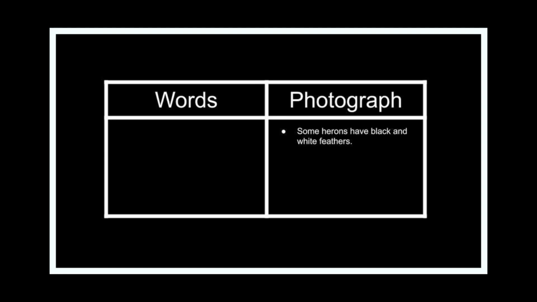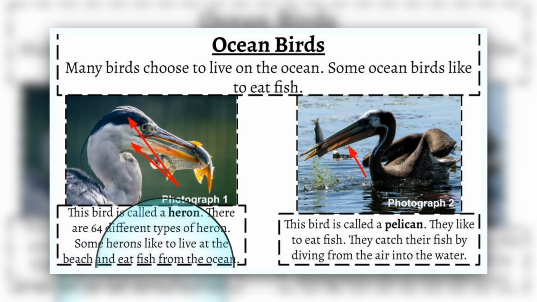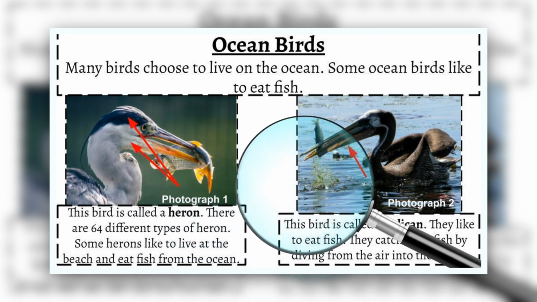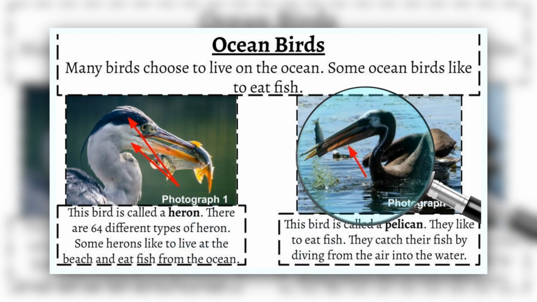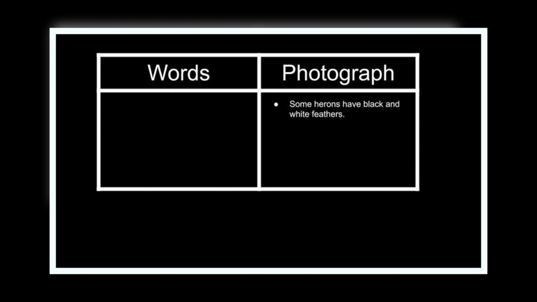Let's record our key ideas on this T-chart. I put this new key idea that we found from the photograph. Let's search for more details in the photograph. Check it out. In this photograph of the pelican, I can see that he has a very large beak. Let's add this new detail to our T-chart.